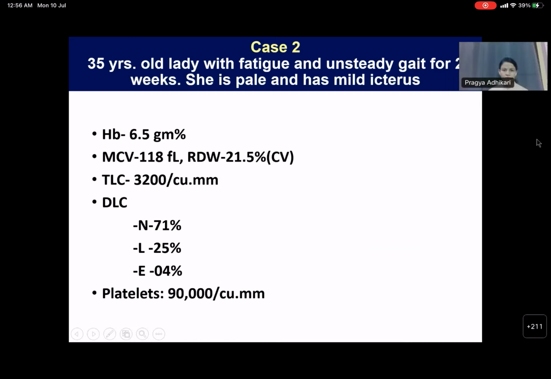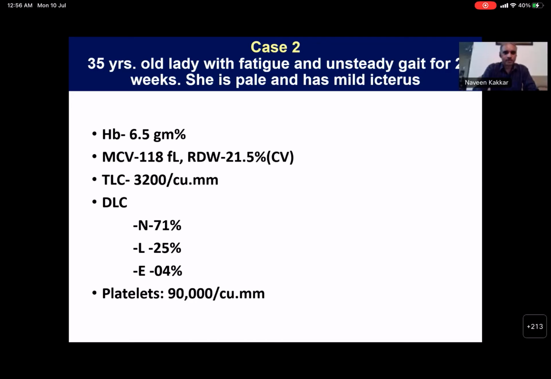A 35-year-old female with fatigue and unsteady gait for 2 weeks. She is pale and has mild icterus. Laboratory investigation shows pancytopenia with hemoglobin 6.5 gram percent. Total leukocyte count is 3200 per cubic millimeter, and platelet count is 90,000 per cubic millimeter. MCV is increased, 118 femtoliters. Red cell distribution width is also increased.